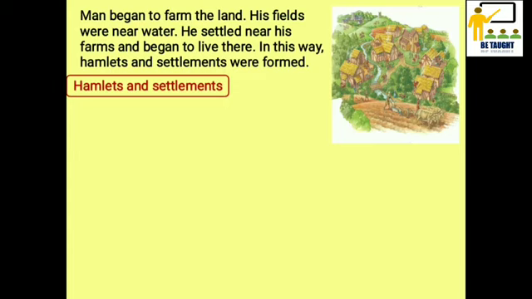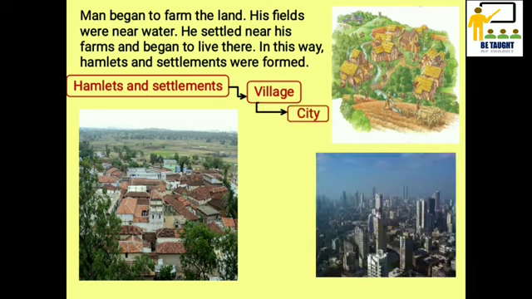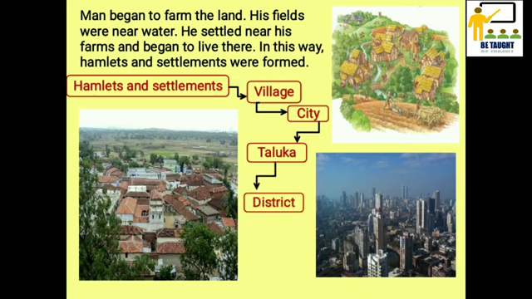Many hamlets and settlements form a village. Many villages form a city. Many cities form a taluka. Many talukas form a district. And many districts form a state.